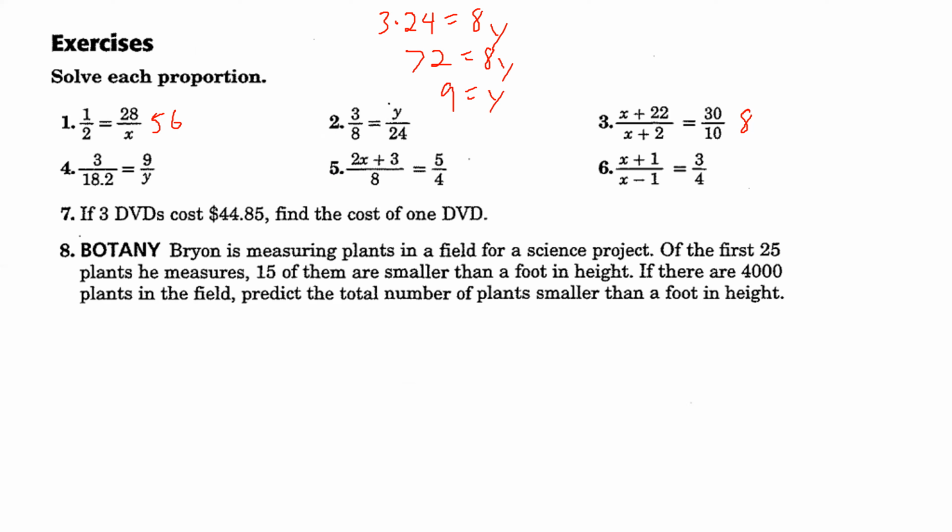On number 4, again, cross multiply and solve. 3 times y is 3y. 9 times 18.2. That one you probably have to use a calculator for. Maybe I'm not, but I don't know that one off the top of my head. 9 times 18.2 is 163.8. And finally, divide 3 off from both sides to get y by itself. And you get 54.6.